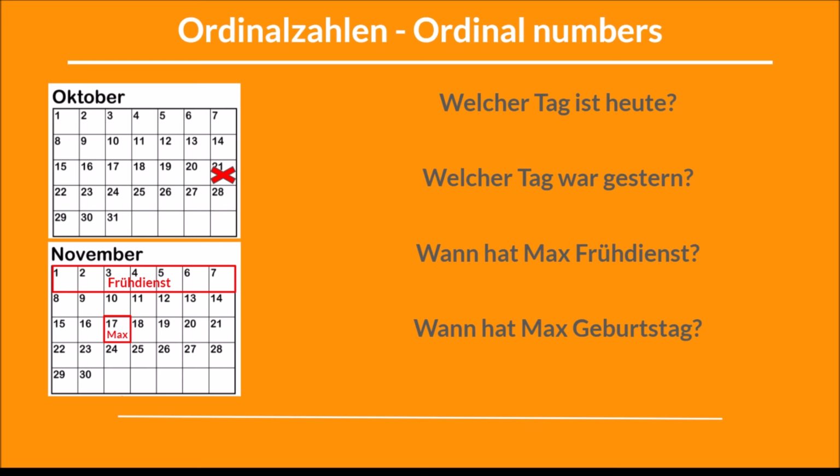So first have a look at today's date. It's the 21st of October. So the very first question is, welcher Tag ist heute? Which day is today? Heute ist der 21. Oktober. Of course, you could also write this just as an ordinal number, 21 plus the dot. Welcher Tag war gestern? Gestern war der 20. Oktober.